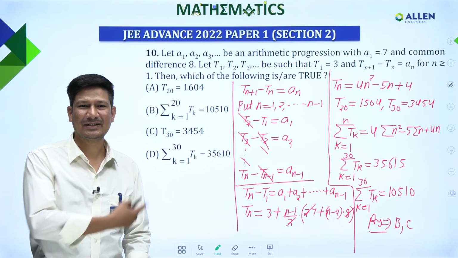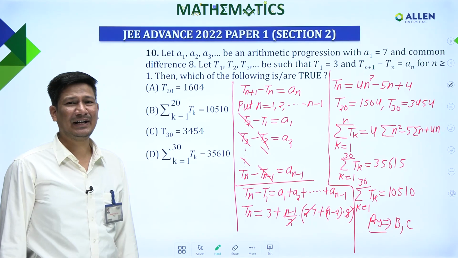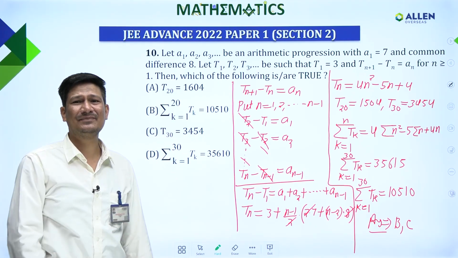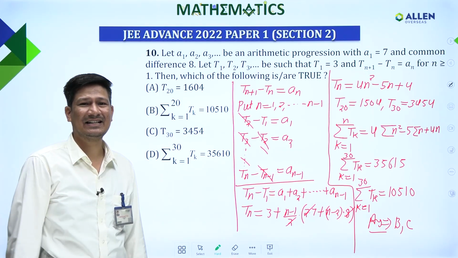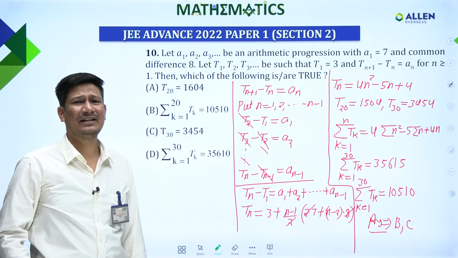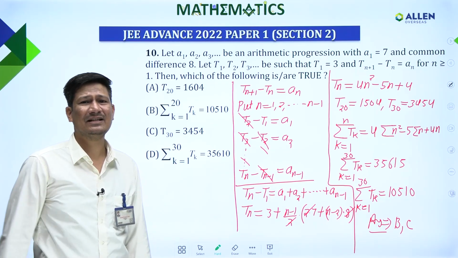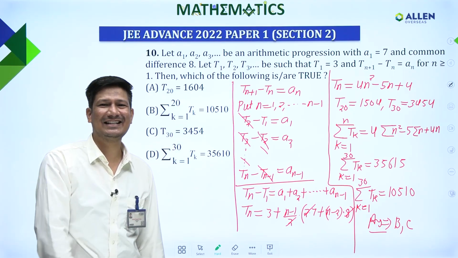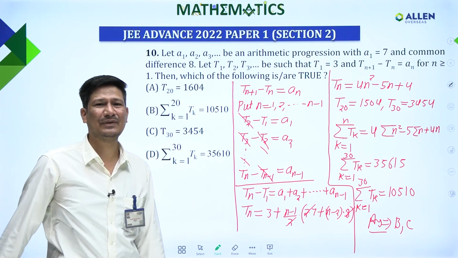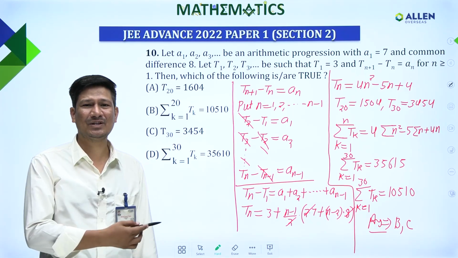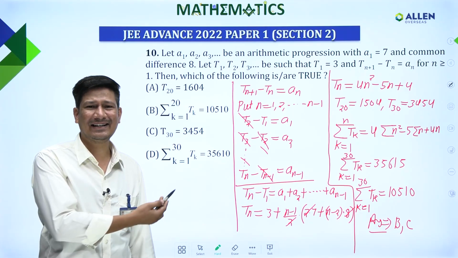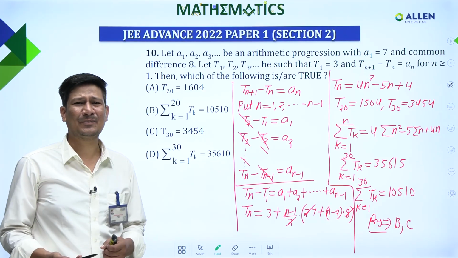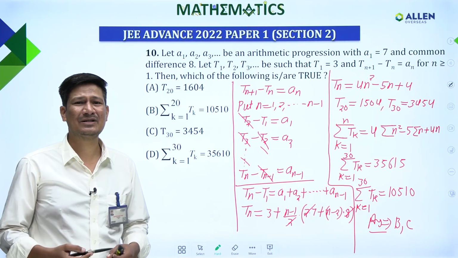Hope you understood. So the next question is, let A1, A2, A3 be an arithmetic progression with A1 equal to 7. First term is 7 and the common difference is 8. Then T1, T2, T3 is some other sequence whose first term T1 is equal to 3 and Tn plus 1 minus Tn is equal to An for n greater than or equal to 1. Then we have to identify which of the following is or are true. Again, guys, this question is relevant to the sequence and series topic, using the basic properties of the arithmetic progression and the summation of the series.